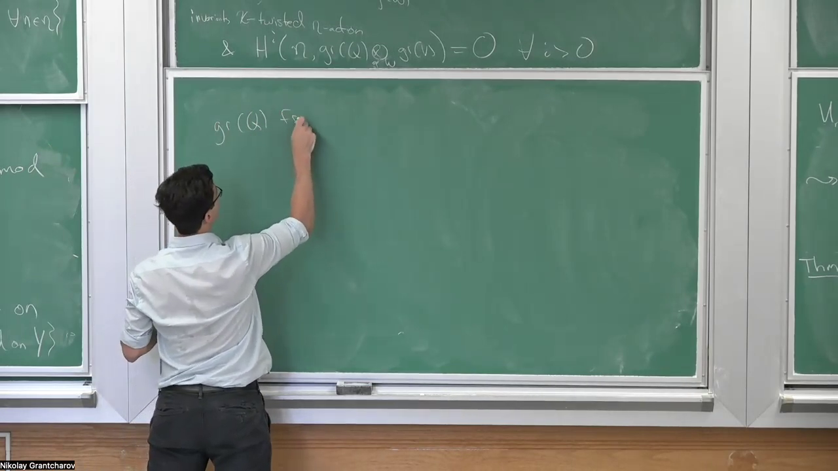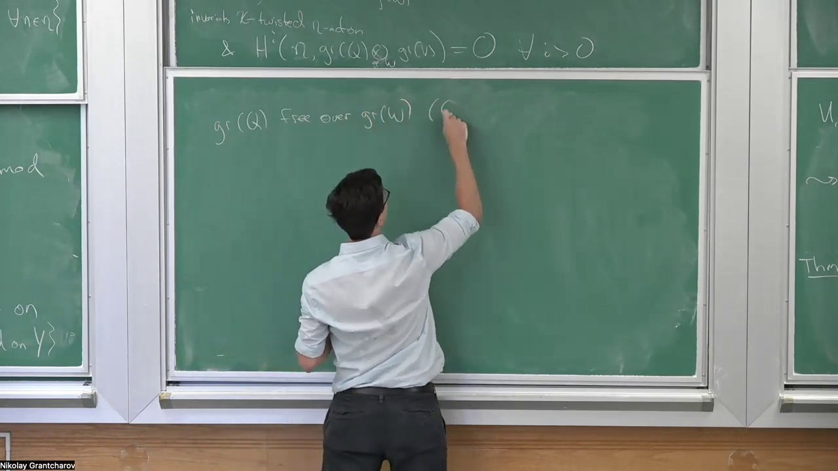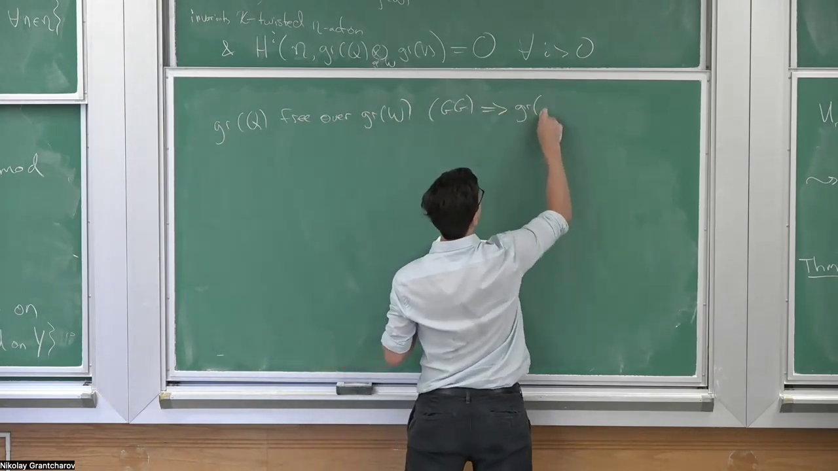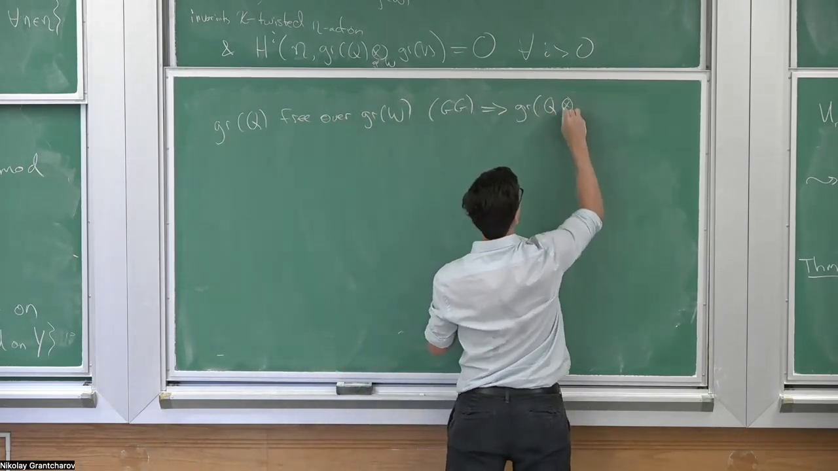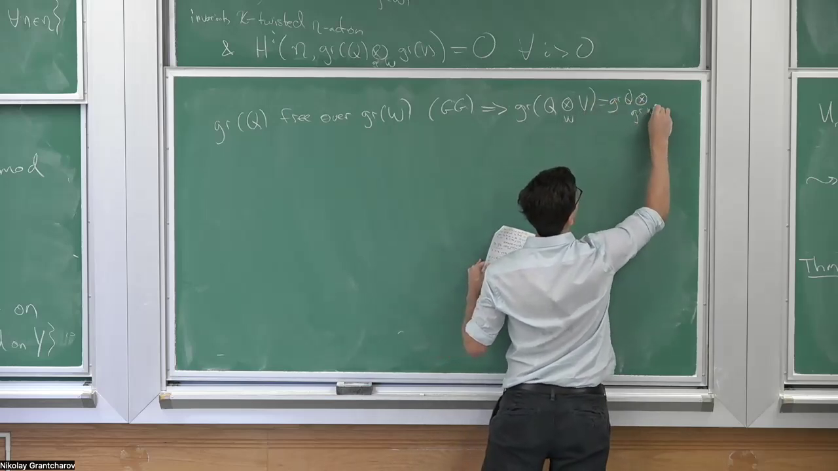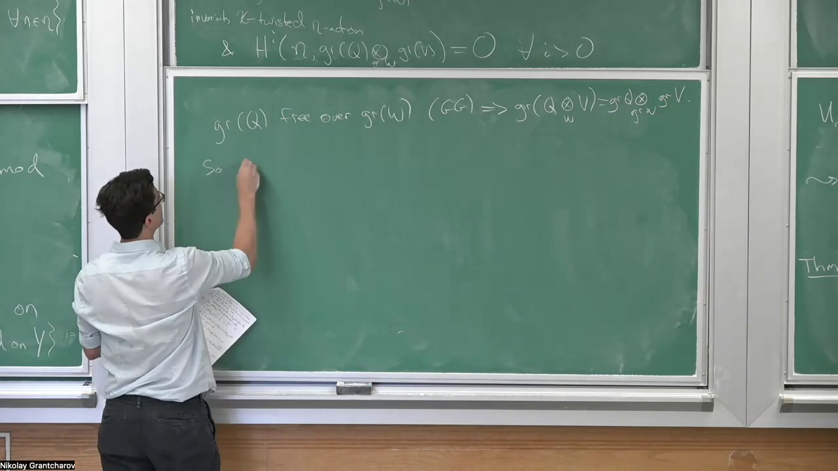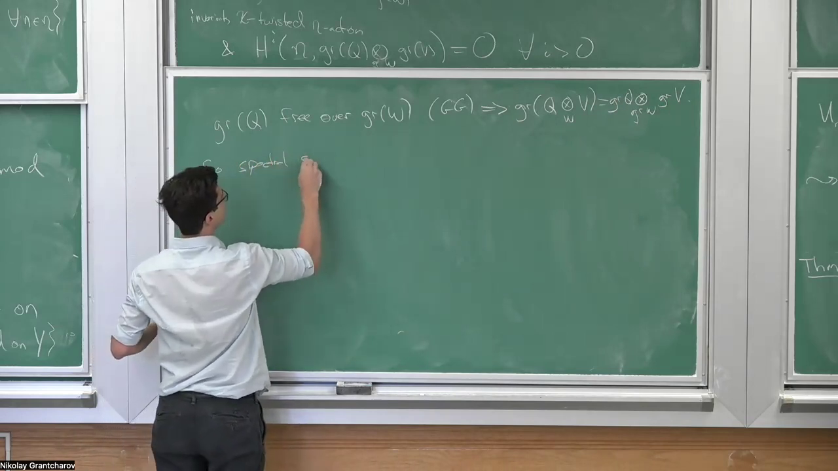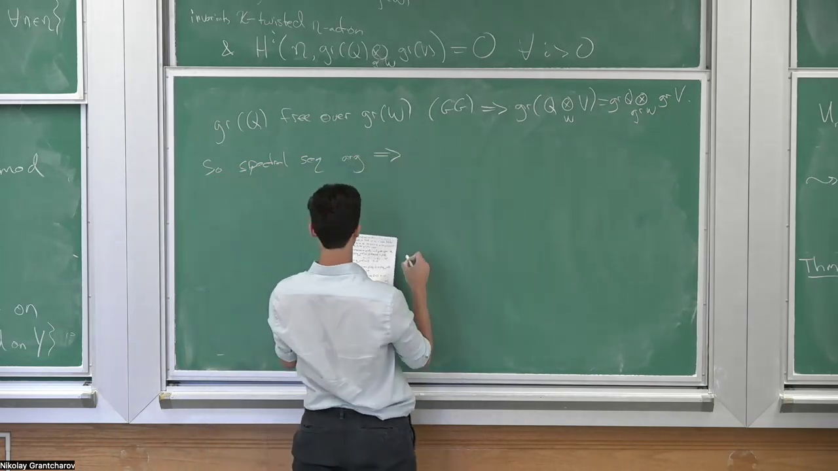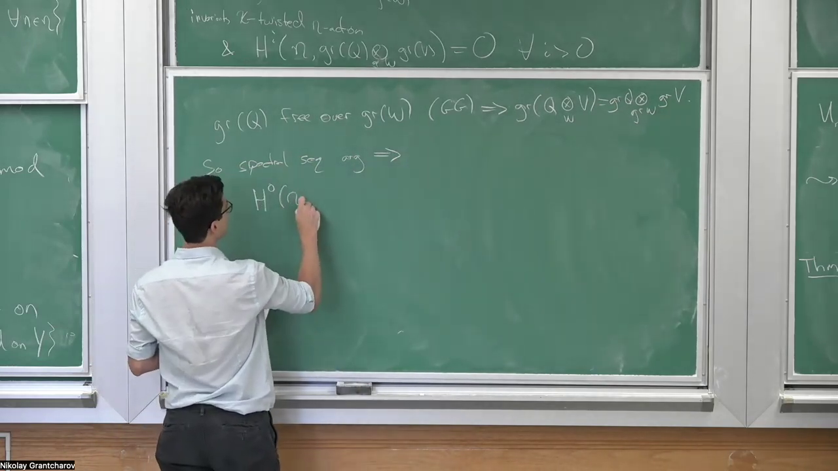Since Q is free over W, this implies the associated graded of Q tensor over W of V is the tensor product of the associated gradeds. So a spectral sequence argument implies the statement we want in general, not just the quasi-classical.